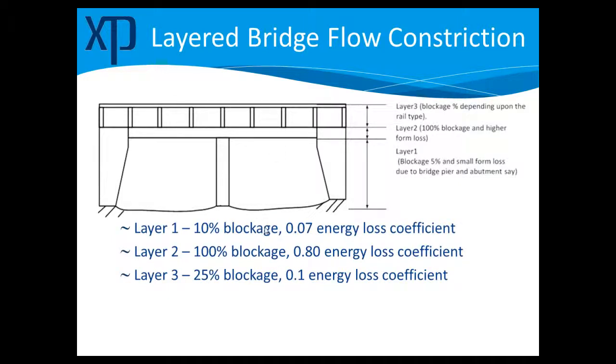So in this example, which I'll show you how to set up in the software, we may want a 10% blockage for layer 1 with quite a small energy loss coefficient. Where we've got layer 2 that's 100% blocked, we may want a much higher energy loss coefficient, and for layer 3 the railings again will set the blockage and energy loss coefficient appropriate for that setup.